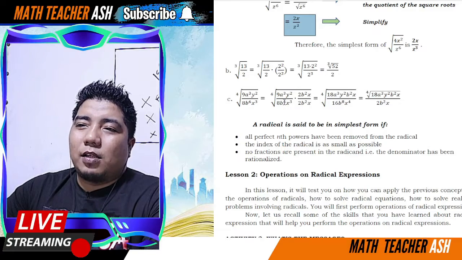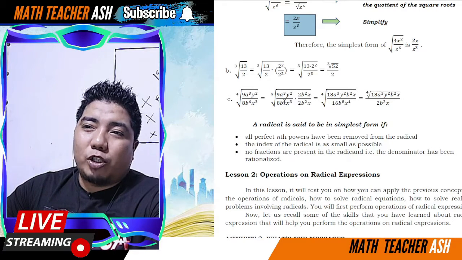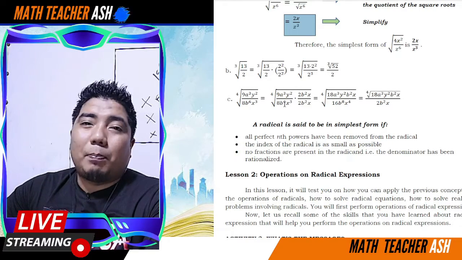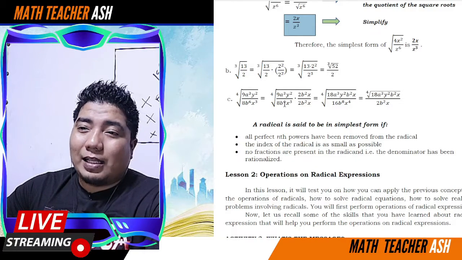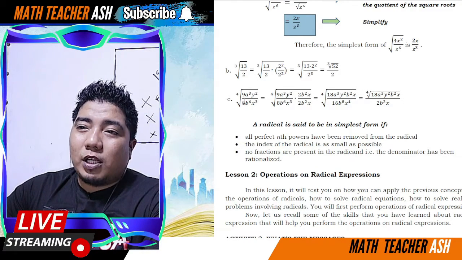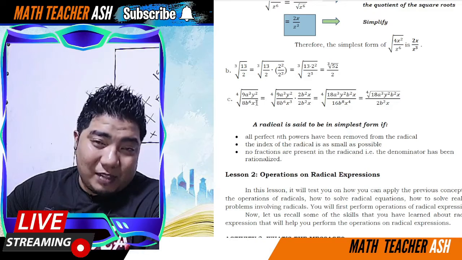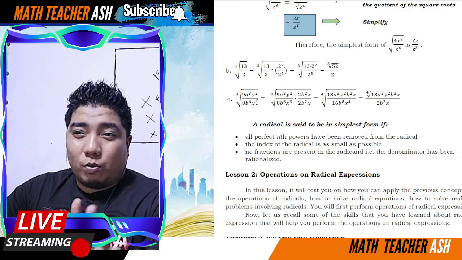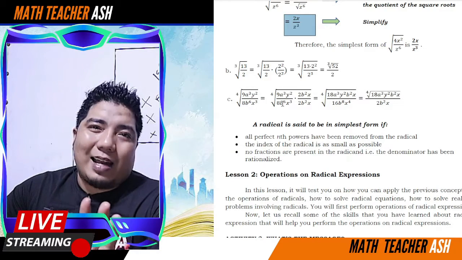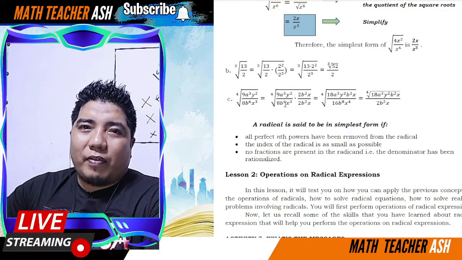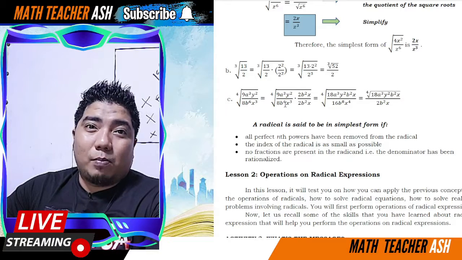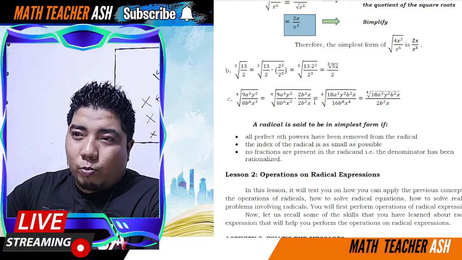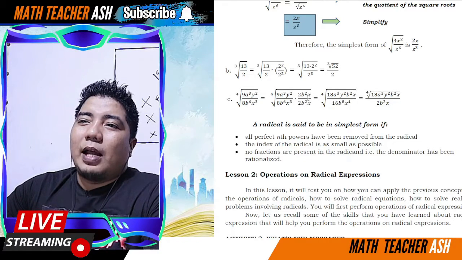Then b to the 6, kulang pa para maging perfect powers of 4. We need to have a perfect power na walang sobra. Bakit? Kasi kung may sobra, maiiwan yan sa denominator side and you will still have an answer na merong radical sign. So, iniiwasan natin yun. So, ilan ang kailangan ni 6 para maging perfect power, perfect divisible by 4? So, it needs 2 more. So, mag-multiply tayo ng b squared.